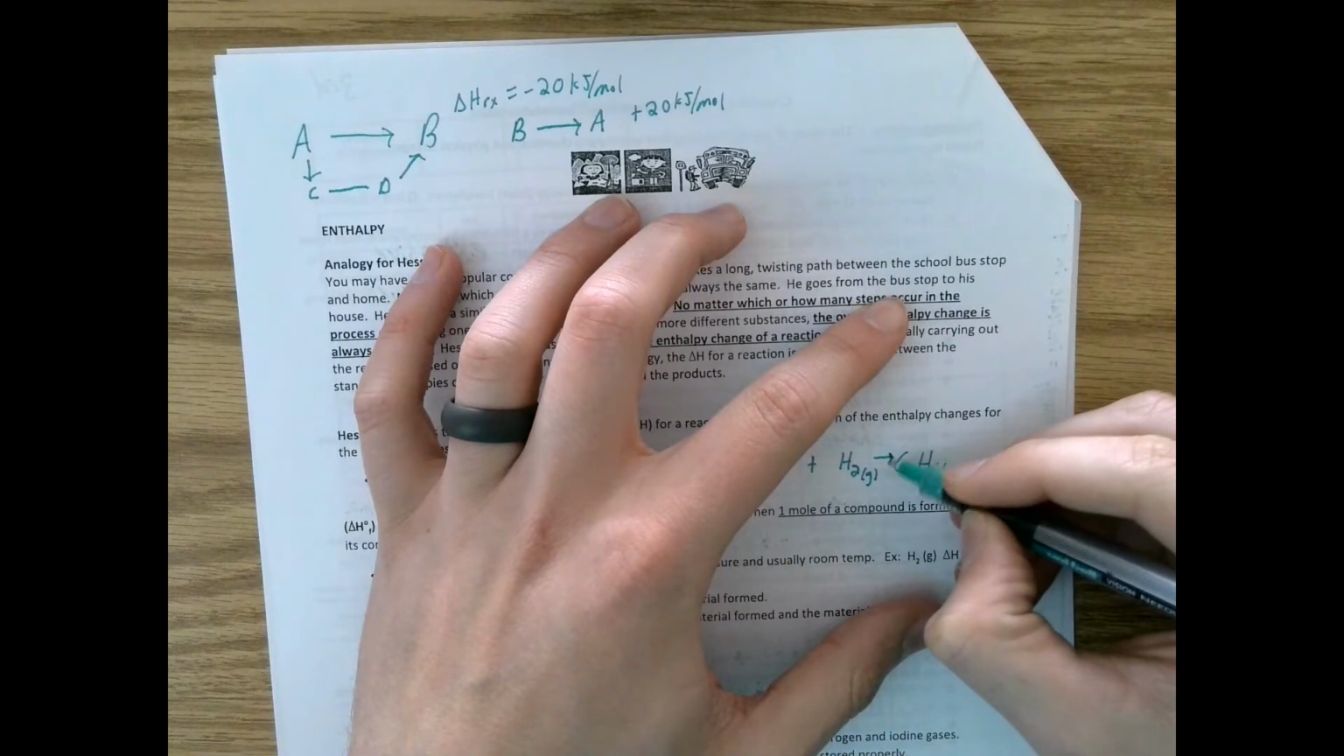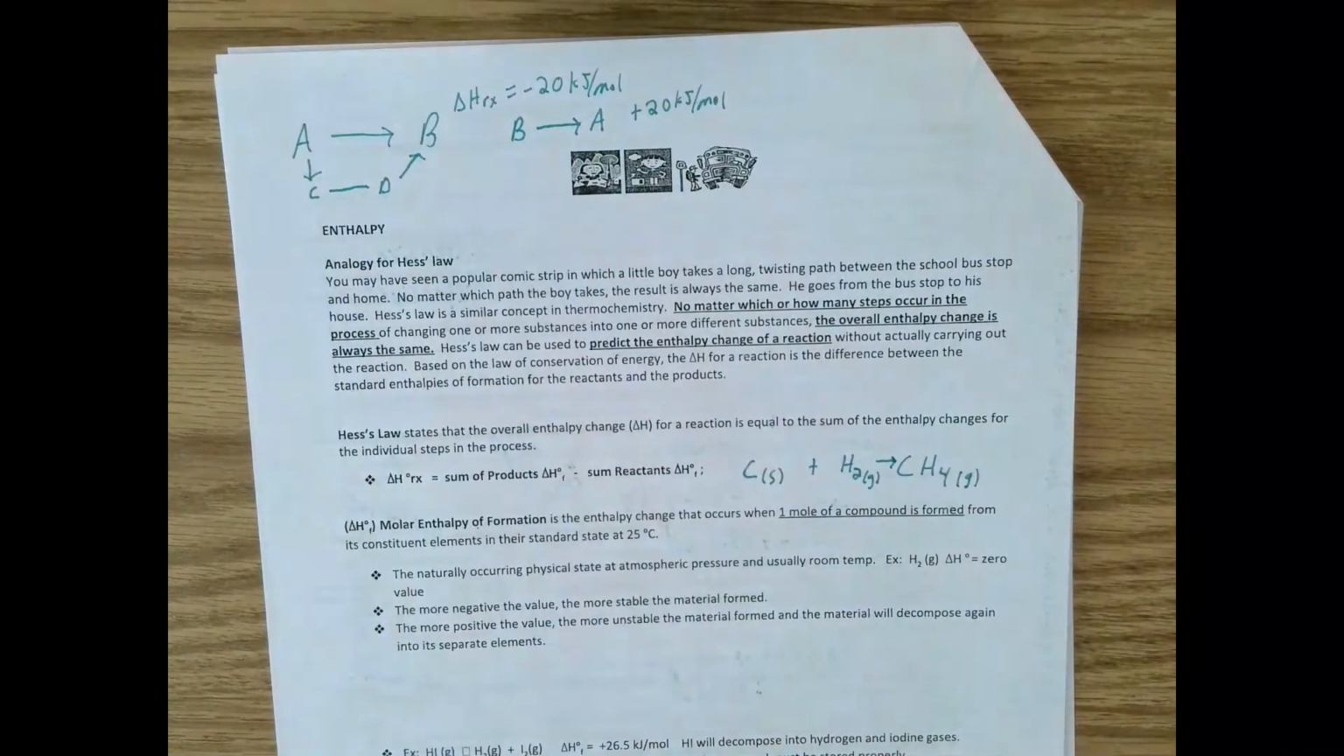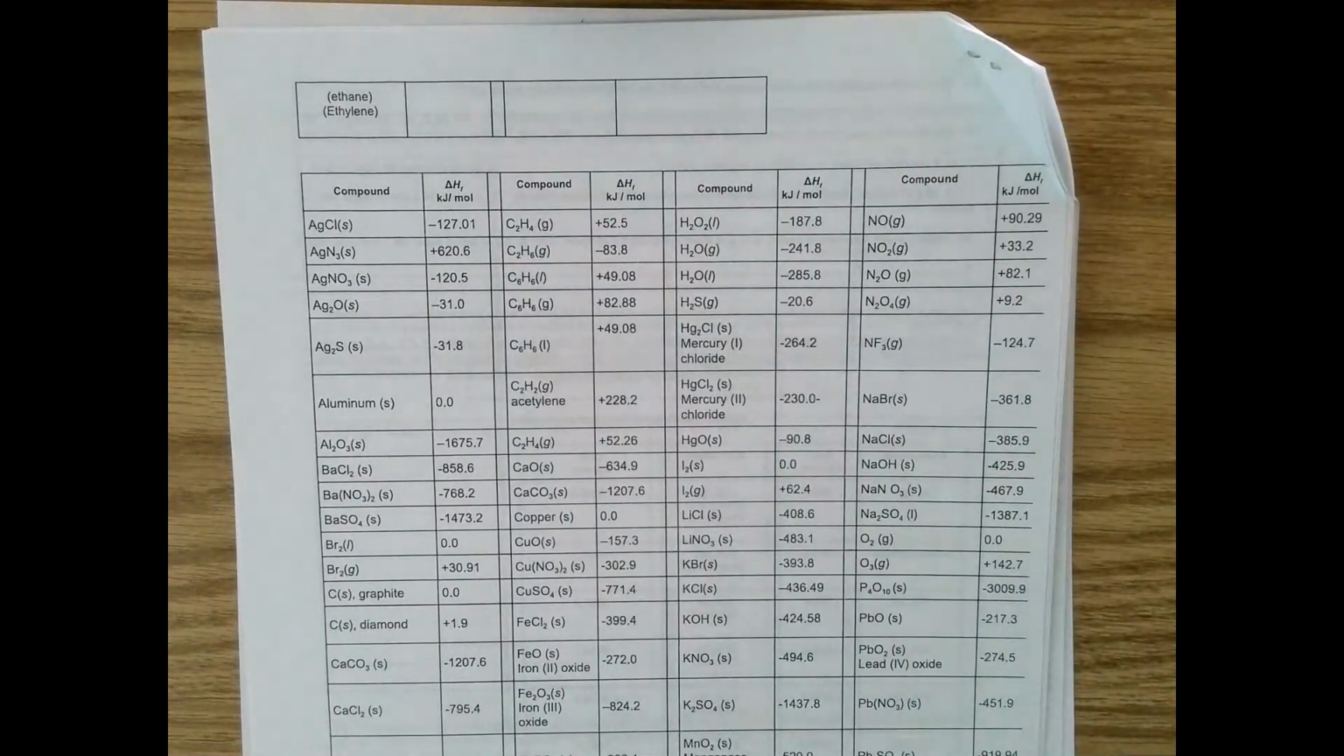Then I don't have room for an arrow. And then CH4 is a gas. So that is just the reaction for the enthalpy of formation for methane. But what I care about is the number. If you go to the very last page of your notes, there is a nice table that gives us lots and lots of numbers. These are all just delta HF values for a bunch of different compounds.